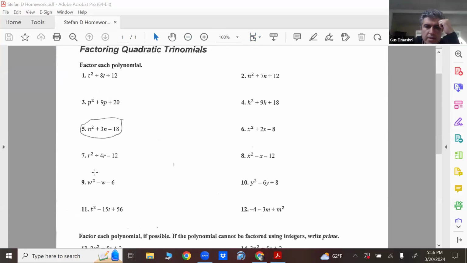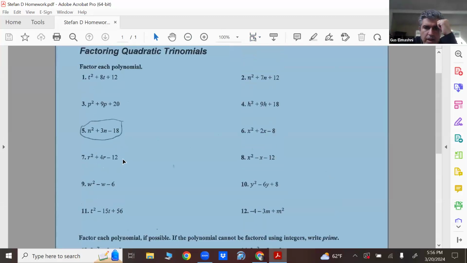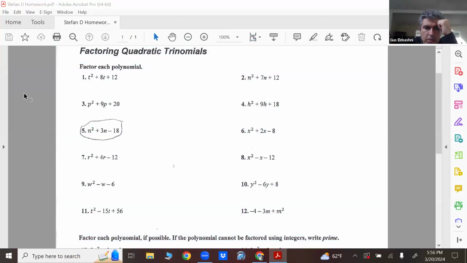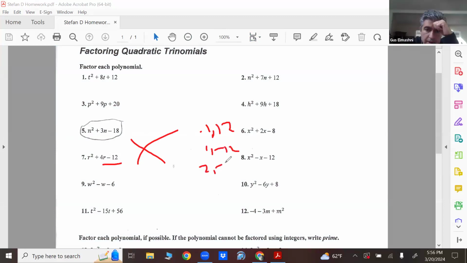Yes, we did some of these the other day, so this is not wholly new. But just remember our approach here. You could do trial and error if you want, but the diamond is actually pretty quick. I think what your teacher's doing is listing all the possible factors: 12, 1, negative 12, 2, negative 6, negative 2.